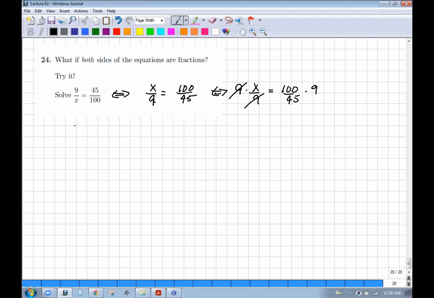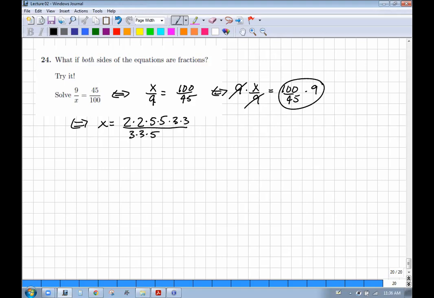So now I have that x by itself. And then I have this big mess, which I need to simplify. I'm going to do the prime decomposition. So 100 is 2 times 50. 50 is 2 times 25. 25 is 5 times 5. And then the 9 here is 3 times 3. Now 45 on the bottom is 9 times 5. 9 is 3 times 3.